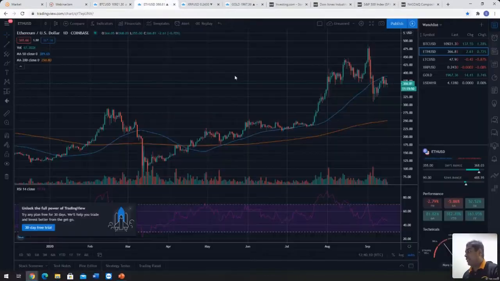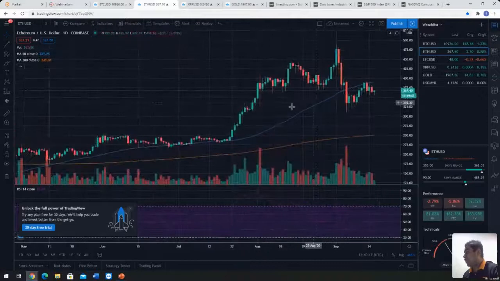So let's look at Ethereum. Ethereum has been, I would say, the favorite digital asset to look at in the month of August.